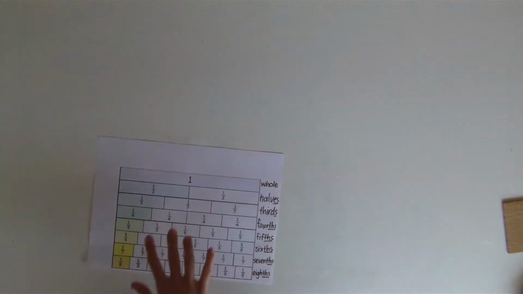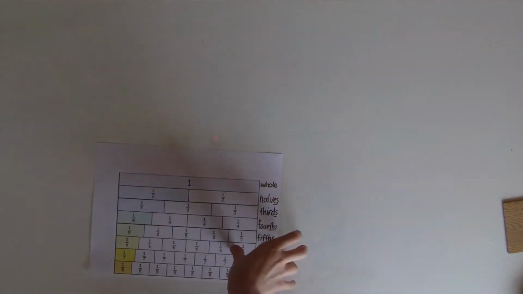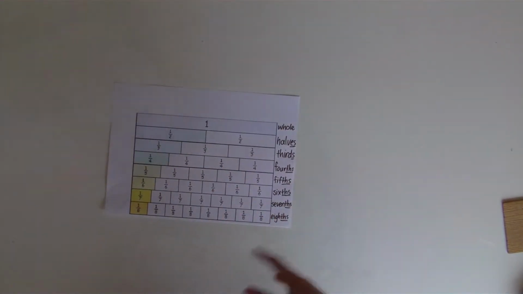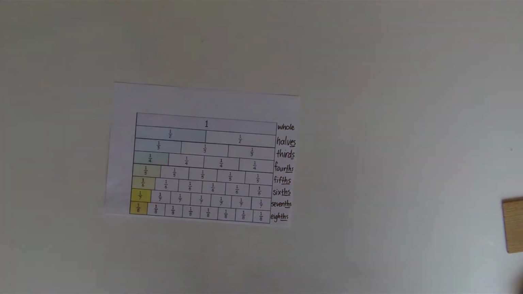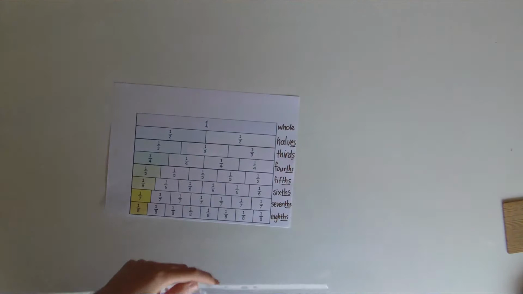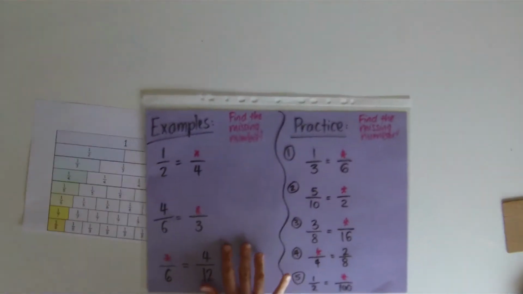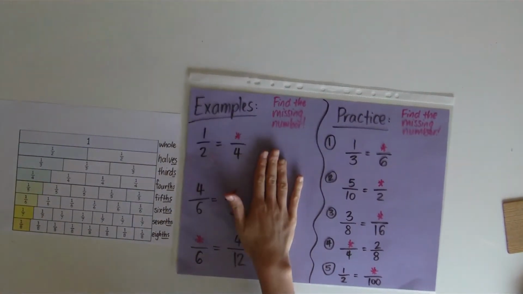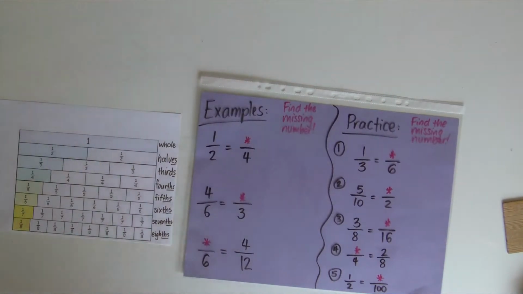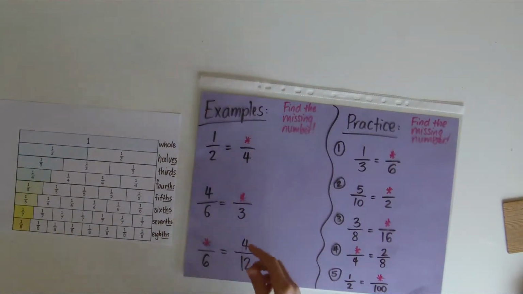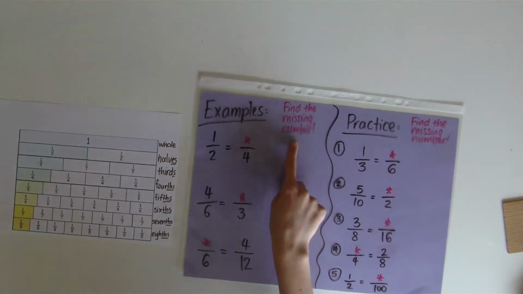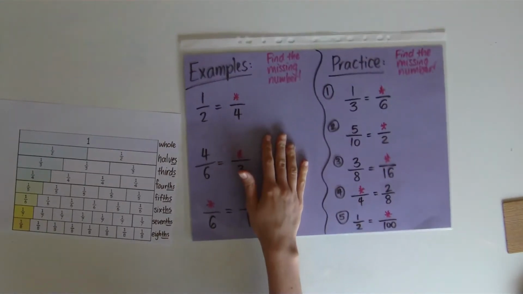Alright, so now we've got that one sorted. We can actually use this sort of fraction model to help us solve fraction problems or equivalent fraction problems. So I've just got a little sheet here which has got a few examples on the left-hand side. And I've got these little asterisks to show that there is a missing number. Find the missing number.